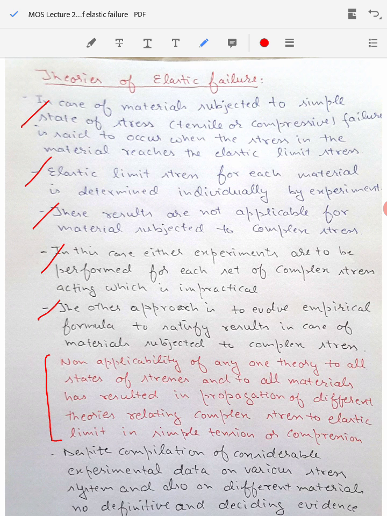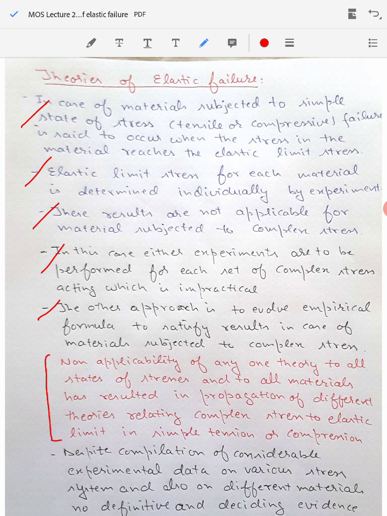There are various theories which have been evolved over a period of time, and all these empirical relations are available with us, but there is not one single theory which is applicable to all sorts of material, that means ductile and brittle material, and there is no one single theory which is applicable to all states of stress as well. So there are multiple theories. That's why we call it theories of elastic failure, and we are going to discuss them in detail now.